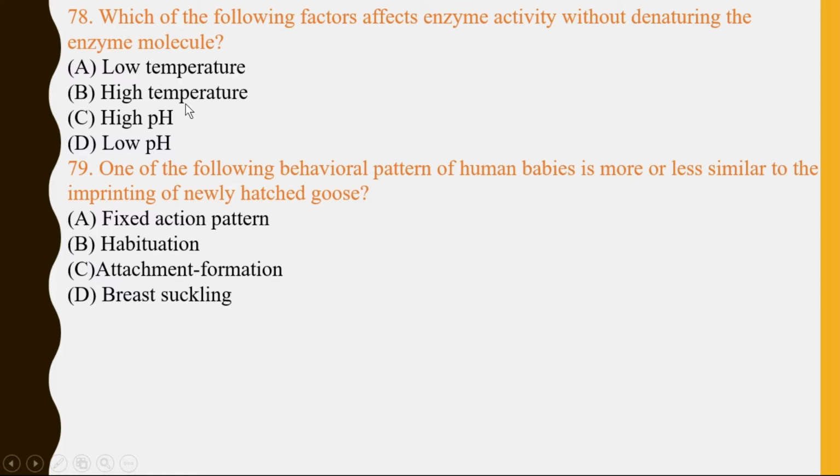Good. Let's turn to question number 79. One of the following behavior pattern of human babies is more or less similar to that of imprinting of newly hatched goose.